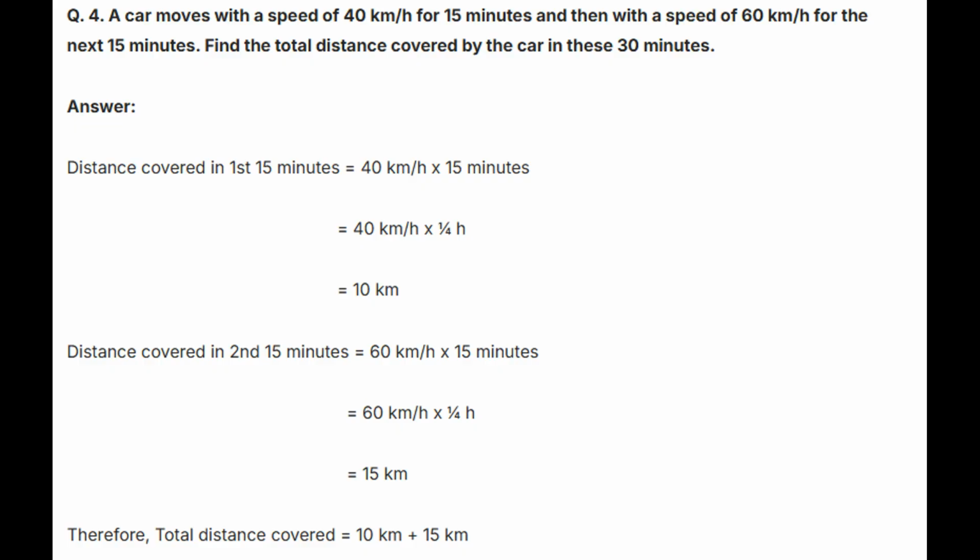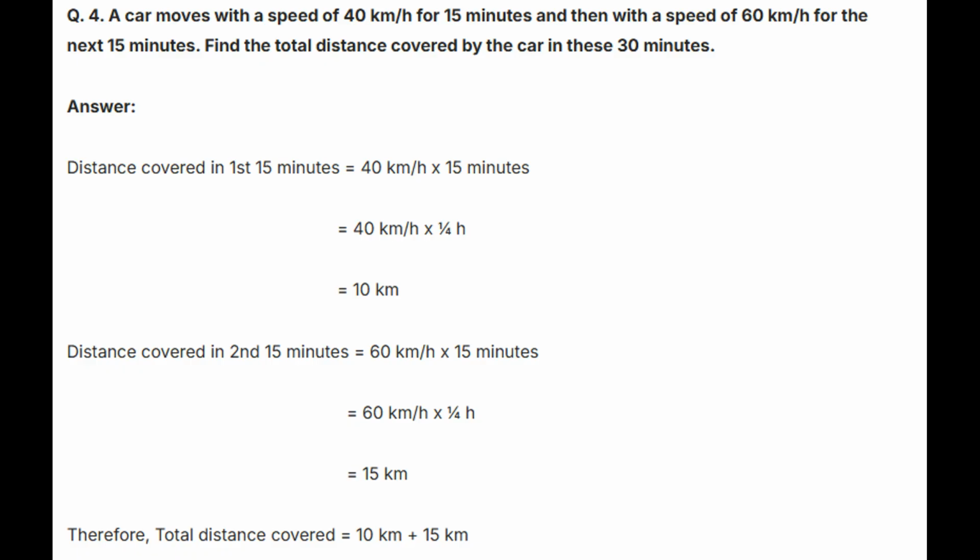Question 4. A car moves with a speed of 40 kilometers per hour for 15 minutes and then with a speed of 60 kilometers per hour for the next 15 minutes. Find the total distance covered by the car in these 30 minutes. Answer.